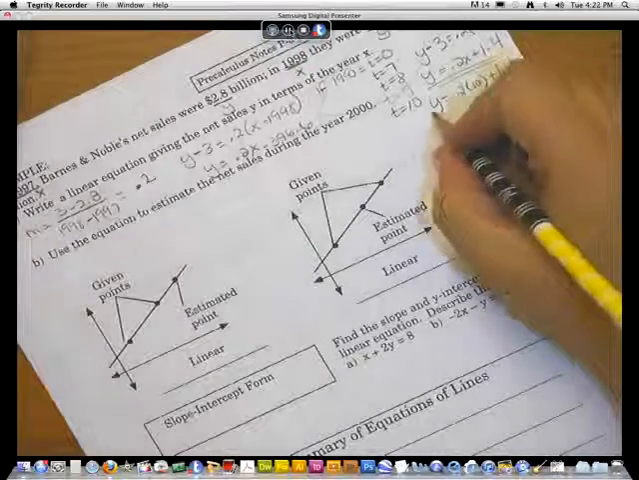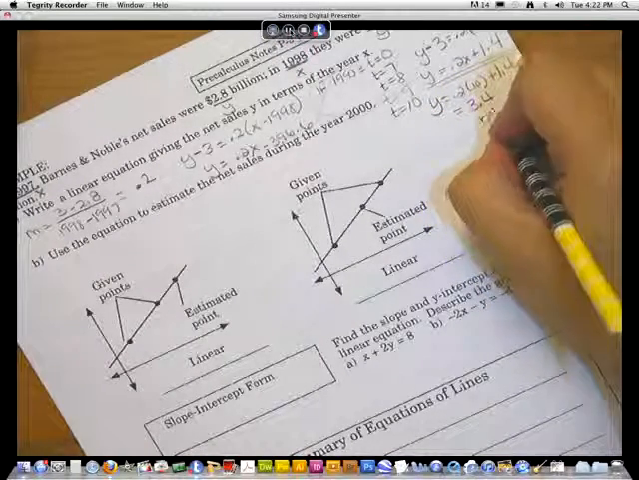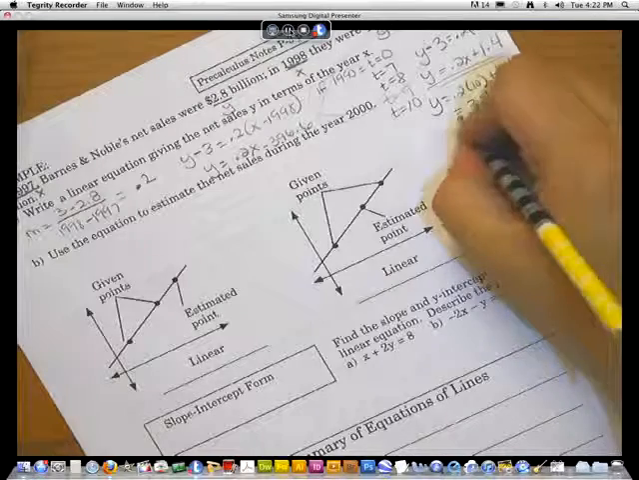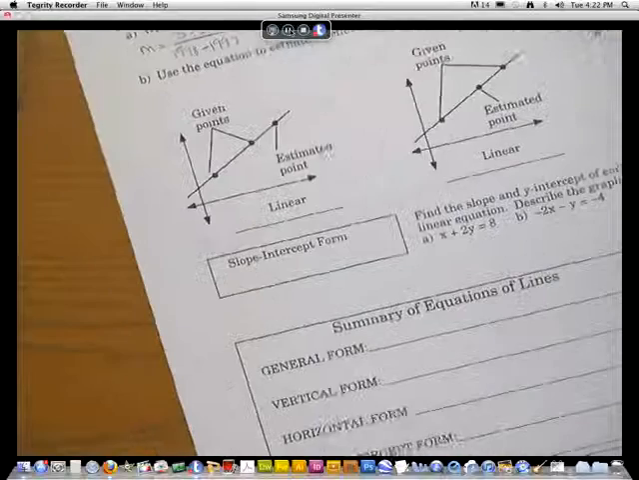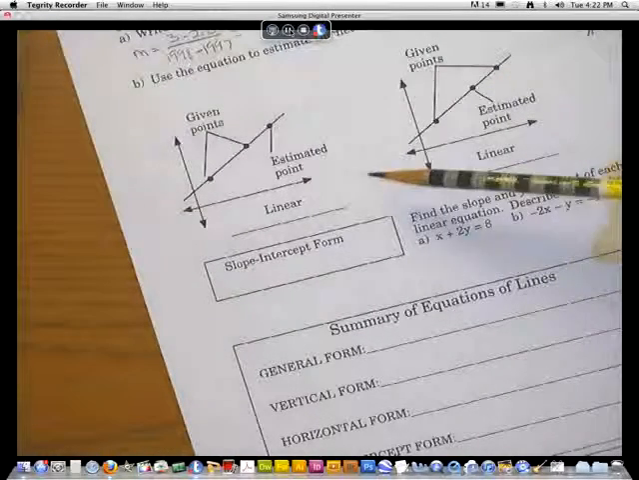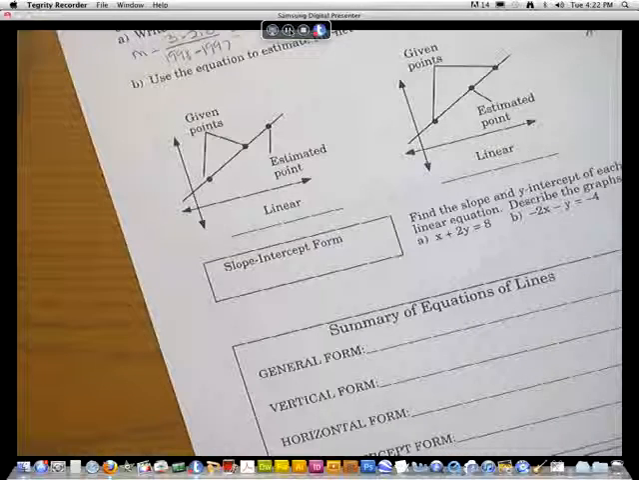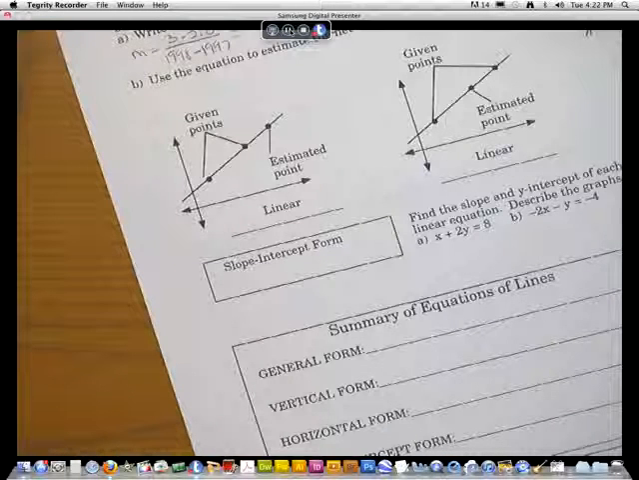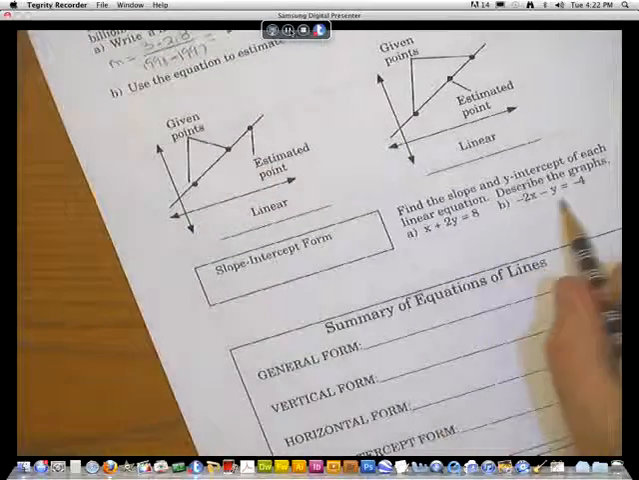And we get that in year 2000 it would be approximately $3.4 billion. Vocabulary: extrapolation, interpolation, slope-intercept form. To find the slope and y-intercept of each line, describe the graphs that we get here.